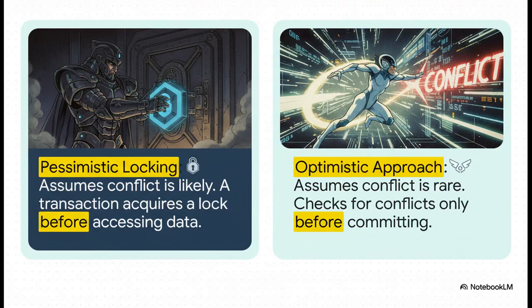Now, systems have basically 2 different mindsets here. On one hand, you've got pessimistic locking. This approach is, well, pessimistic. It assumes there's going to be a conflict, so it locks data right away. It's super safe, but it can make other users wait.